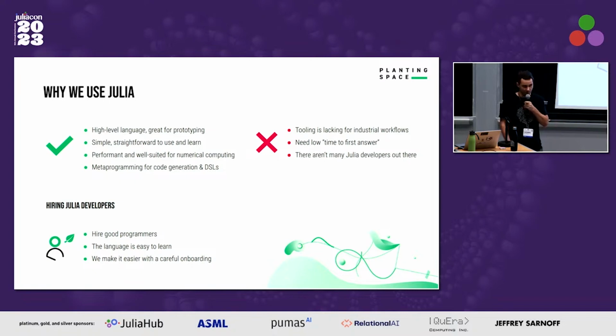There's also one aspect, a more social aspect: we don't have so many Julia developers out there to hire. And so when we need more hands, we essentially have to broaden our scope. For that, we just try to find good programmers and then rely on the fact that Julia is fairly easy to learn, with a carefully designed onboarding so that people can get up to speed with Julia and contribute quite easily to initial tasks.